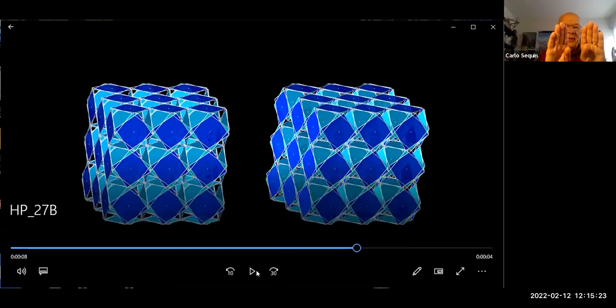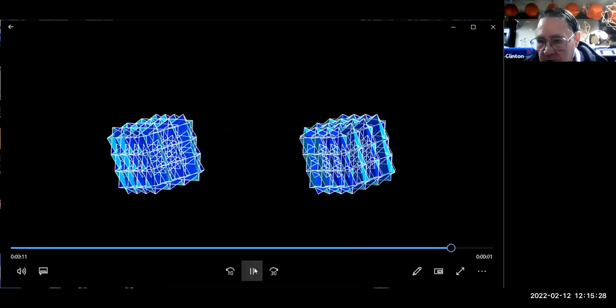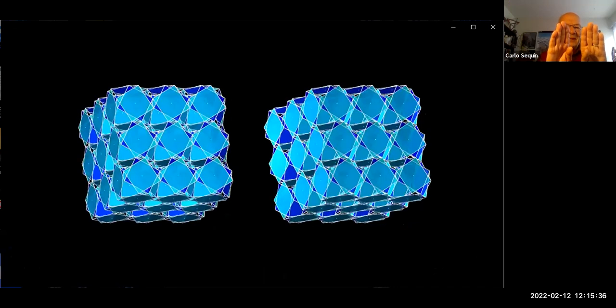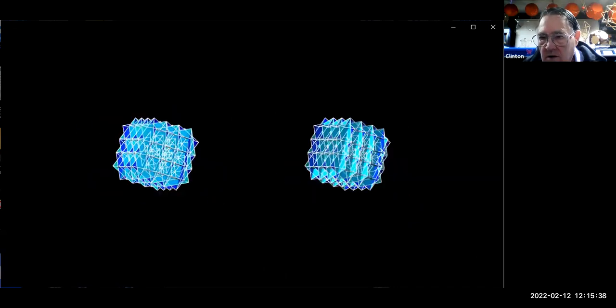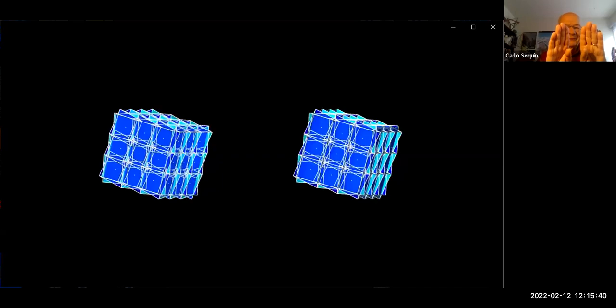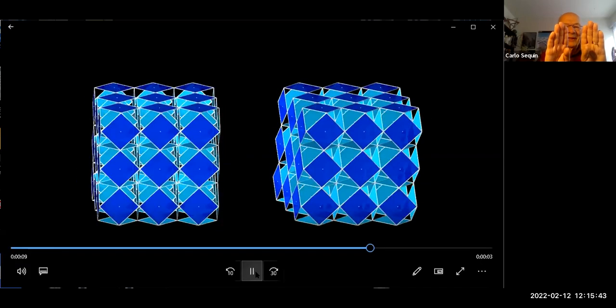So what I'm really seeing is a 3 by 3 by 3 array of the regular Jitterbug models of the cube octahedron, right? That's really what you're displaying here. Yes, a 3 by 3 by 3 array of the Jitterbug model of essentially the cube octahedron. Yeah. Looks very good in 3D.